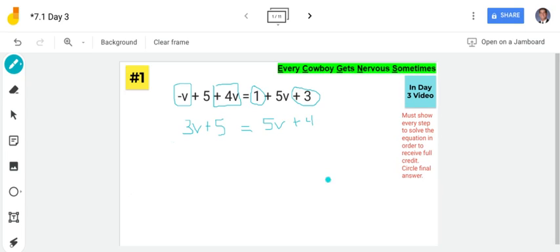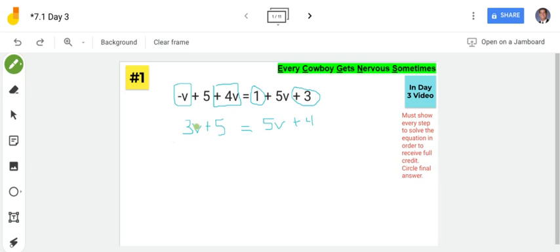Step 3, get the variable on one side. Right now, the variable, which is the variable v, the v is on the left side and the right side. I need to pick a side and get the variable on that side. So it doesn't matter which side I choose, but I'm going to choose to get the variable v on the right side so that my v term will be positive.